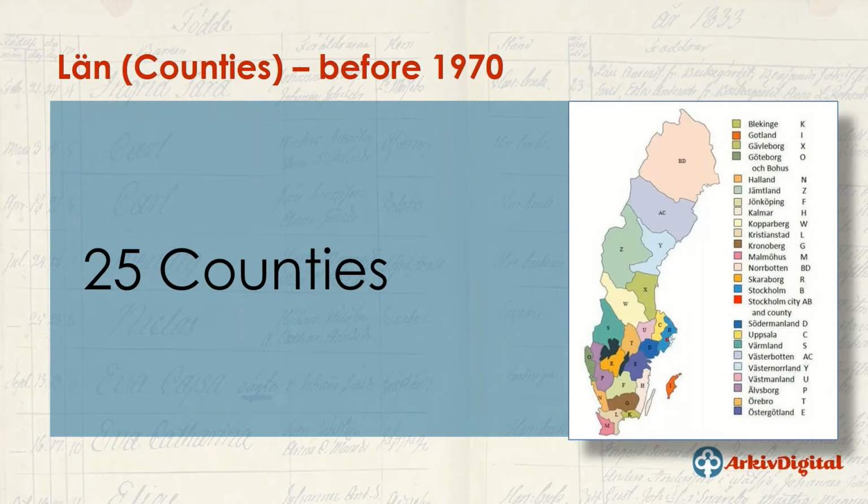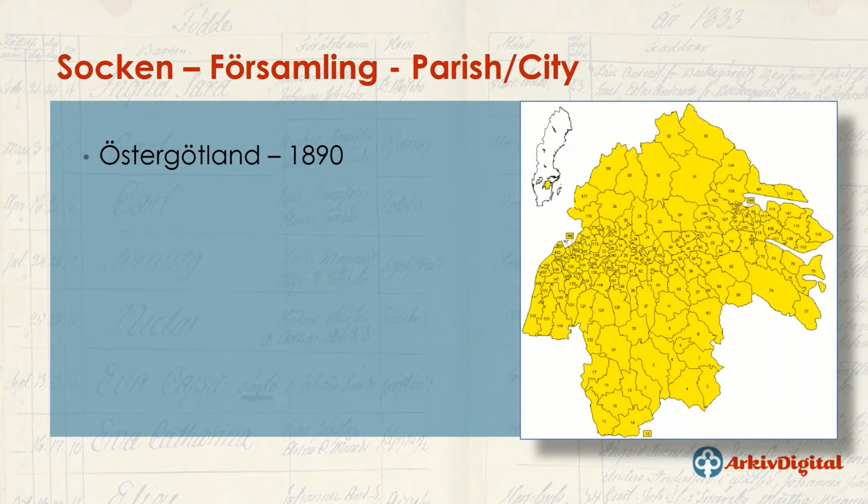So Sweden has 25 counties, and we're going to take a look at Östergötland here. Östergötland in 1890 had about 160 parishes. We're going to take a look at Vanga, which is located right about there in the middle.